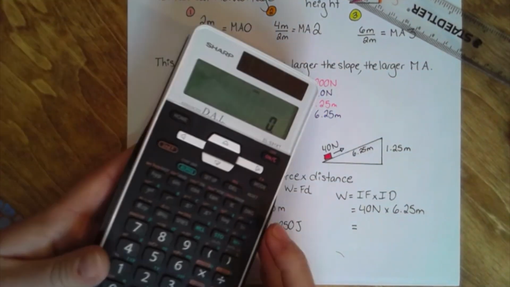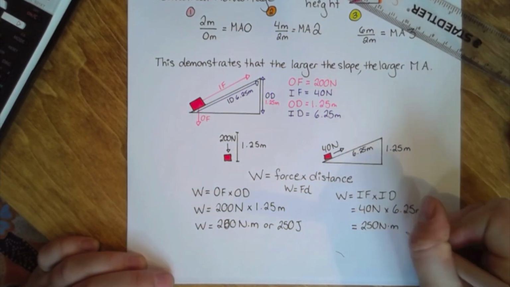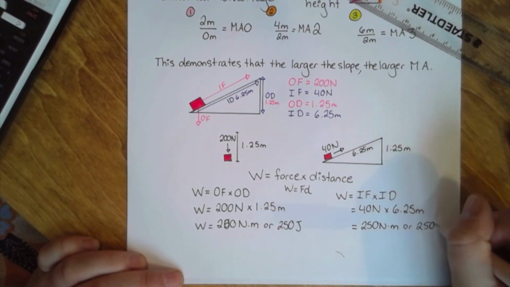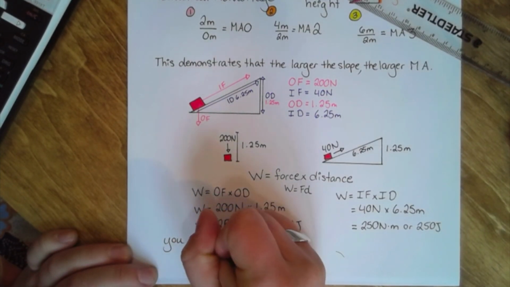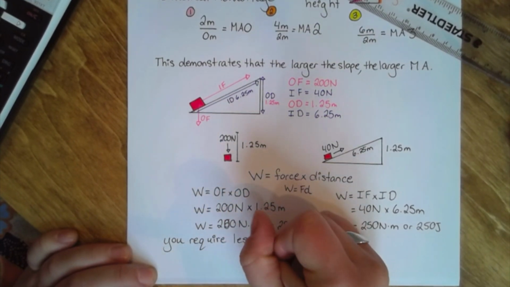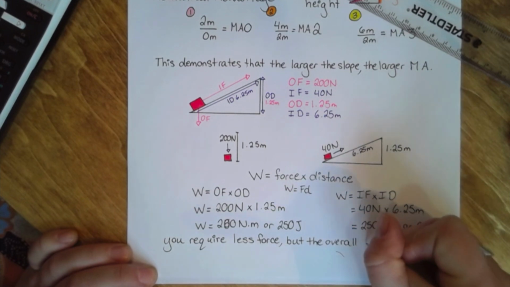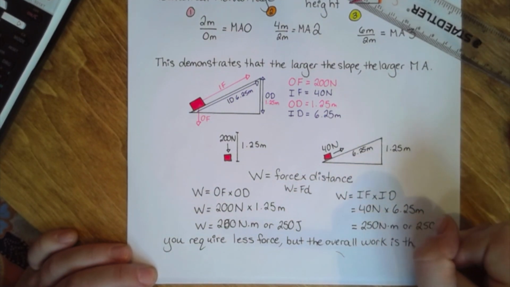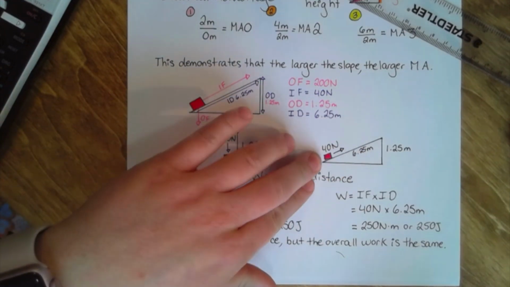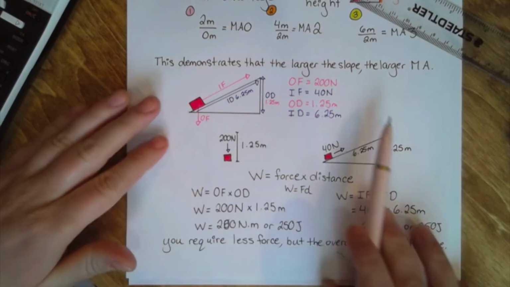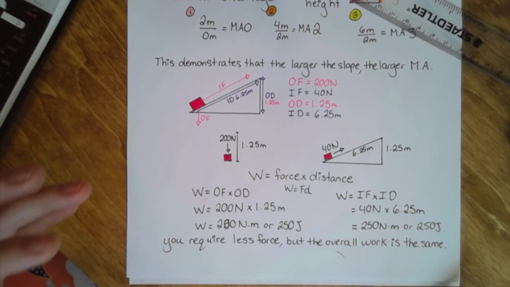When you multiply with your calculator, you also get the same answer: 250 newton-meters, or 250 joules. What this demonstrates is you require less force, but the overall work is the same. You may have to put less force or less energy in. However, overall in the system, the amount of work that is being done is identical. So that is the important thing to remember.